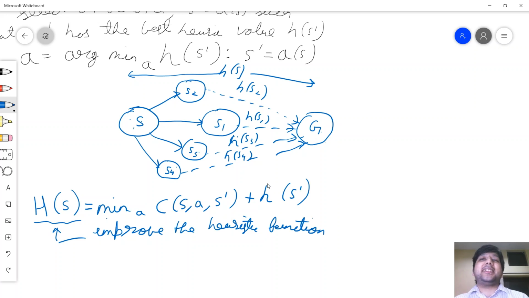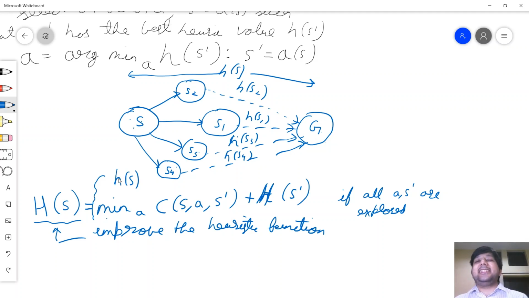And guess what? Here, who said I need the old heuristic function? I can use the improved heuristic function. So, of course, there's a special case. This only happens if all edges are explored. If not, then use the bad one. Use the improved one if all of them are explored, otherwise use the bad one. So when you haven't seen anything, just use the bad one.